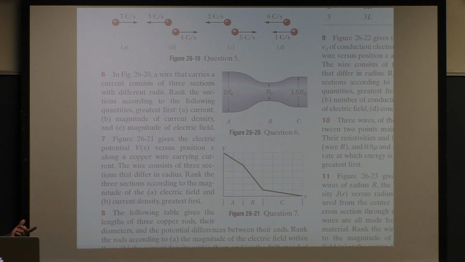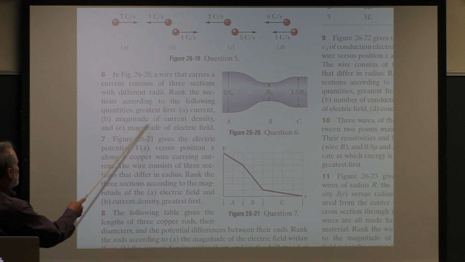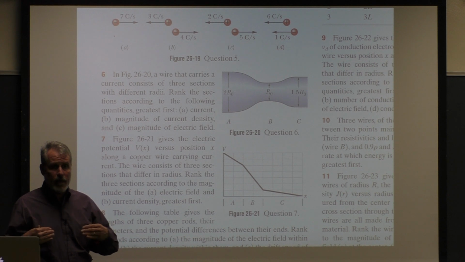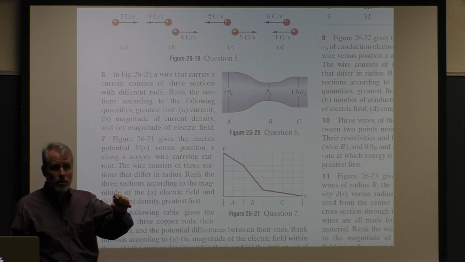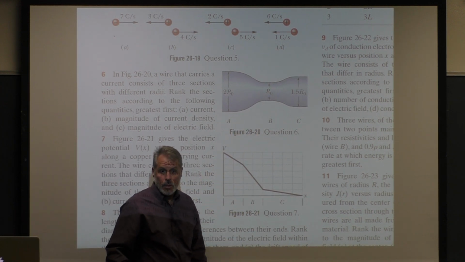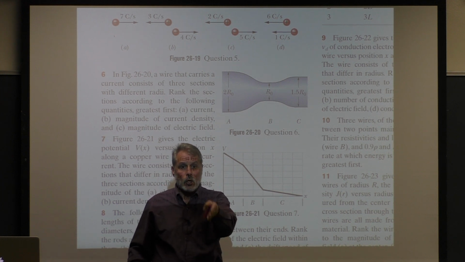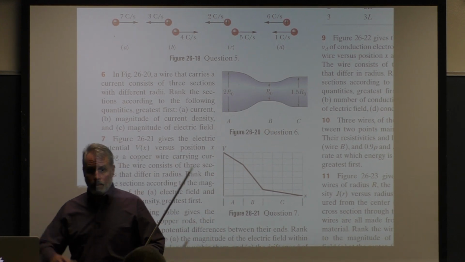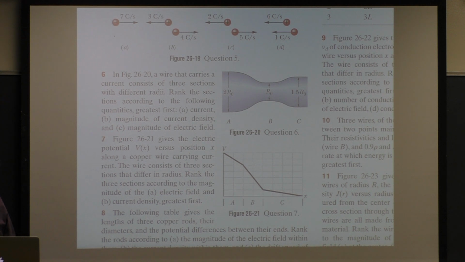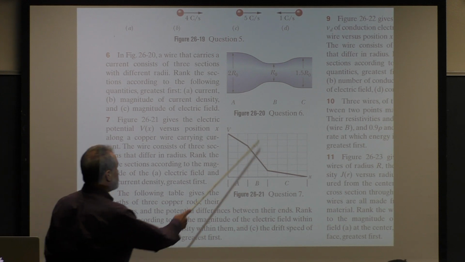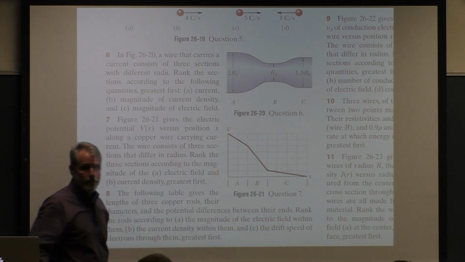So then what changes? The magnitude of the current density and the magnitude of the electric field, right? If the current is the same but the cross-sectional areas change, the current density changes. It's highest here on the shortest, right? Remember, current density is current per unit area. So it's highest here, and then there, and then there. And the electric field, being proportional to the current density, would also be high here, then there, then there.